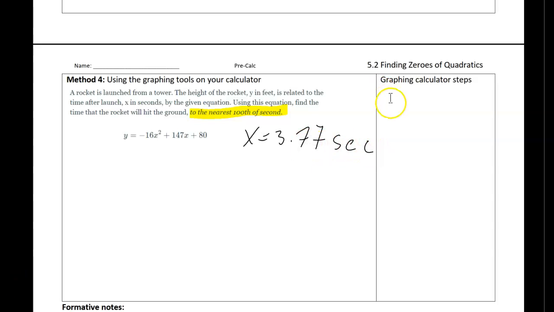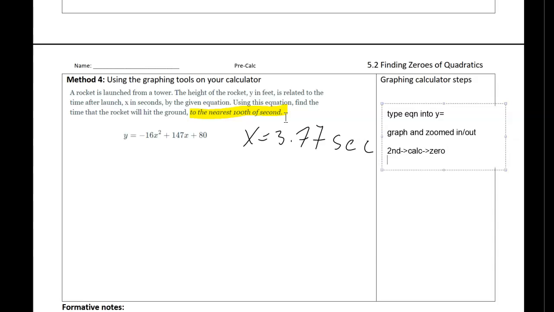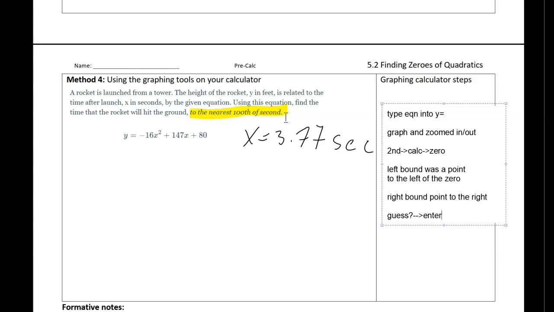Okay, so we didn't really show a lot of work here, but what we did is we typed the equation into our grapher. We graphed it, and we adjusted the window. And then we used second, calc, 0 to find the point, right? And our left bound was a point to the left of the 0. Our right bound was a point to the right. And then it's going to ask for a guess, and you're going to hit enter. And then it'll spit out a value.